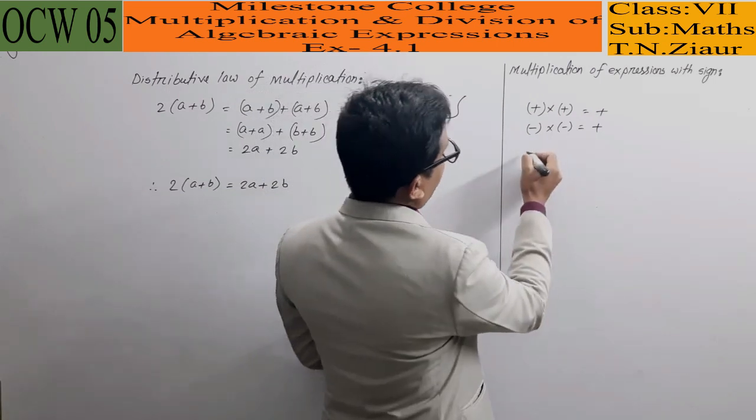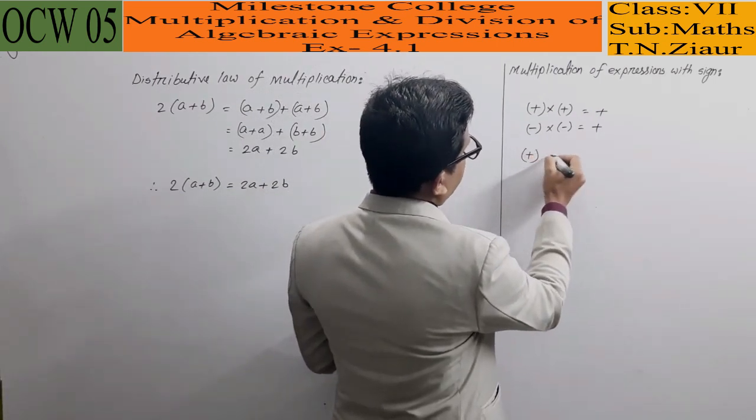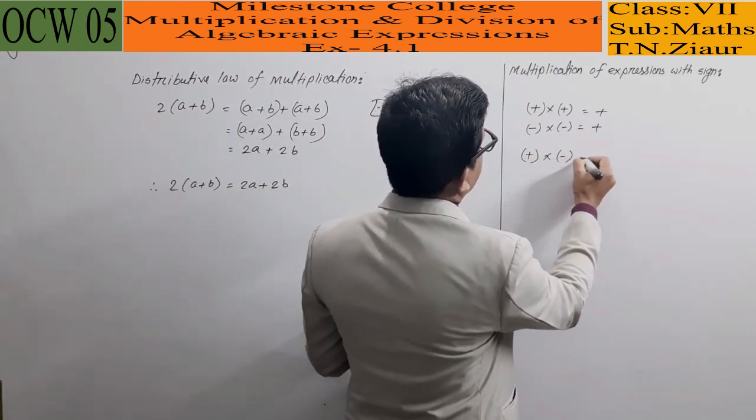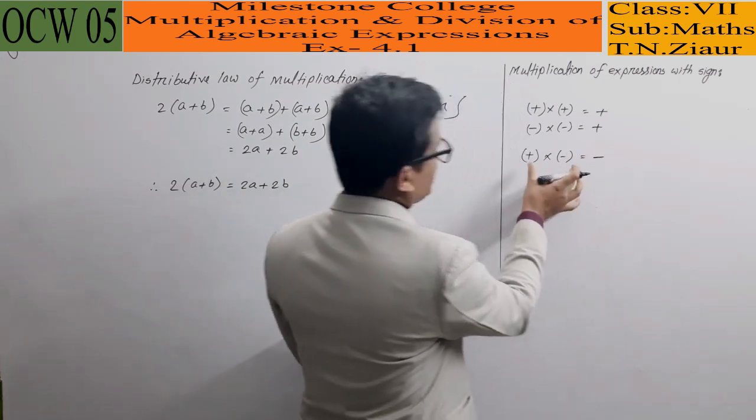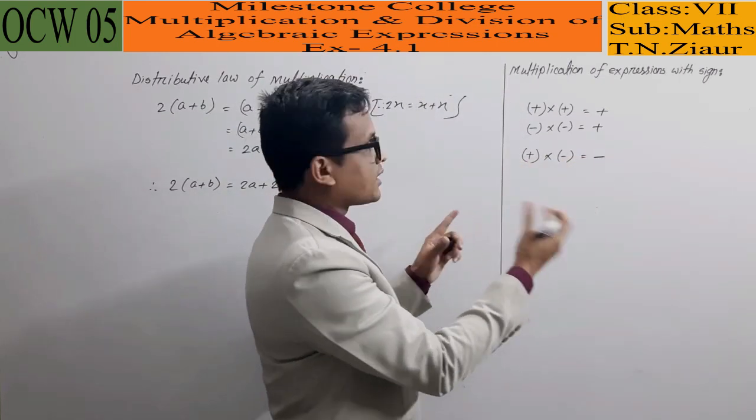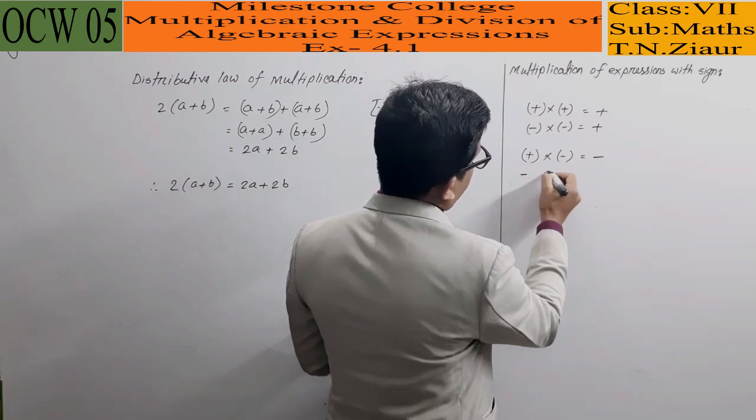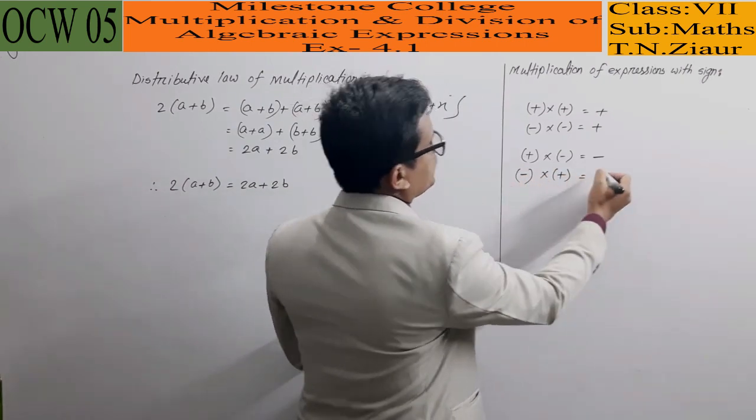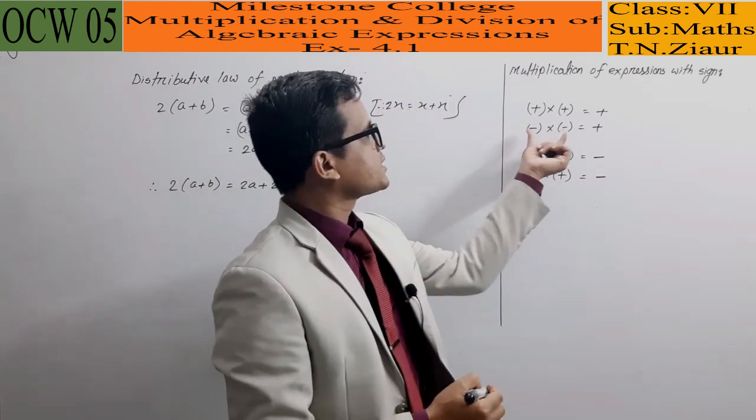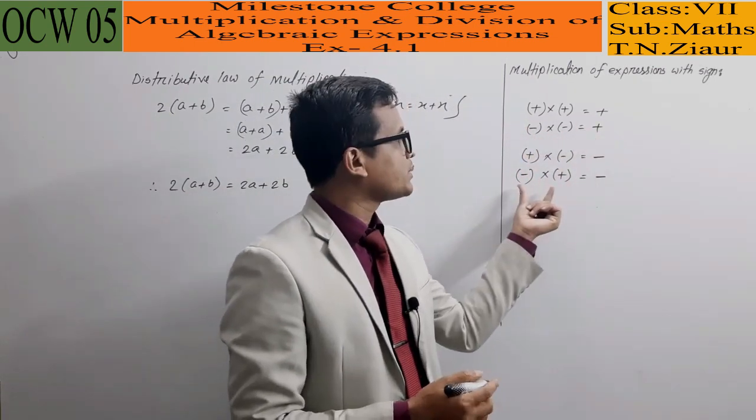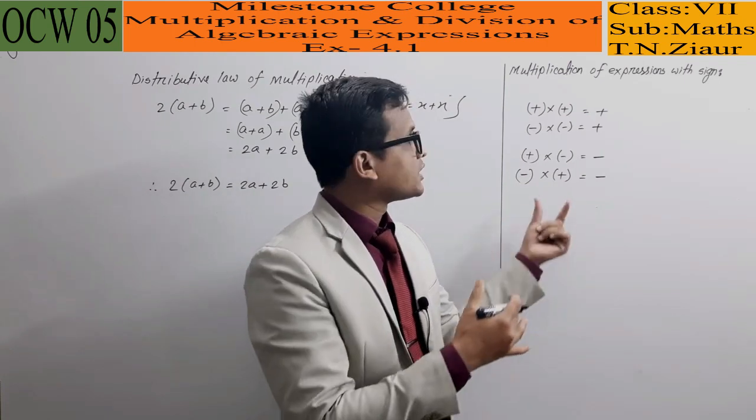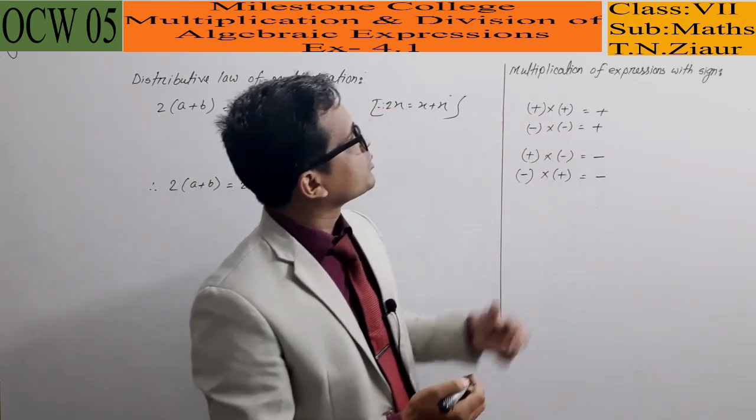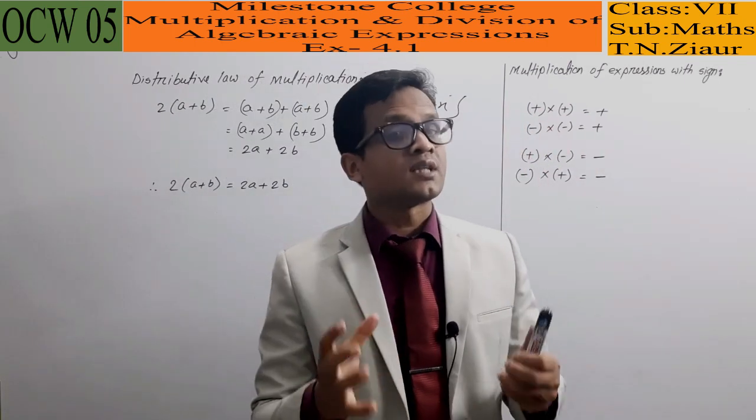But when you multiply, suppose, plus into minus, this one will be minus because this one is unlike sign. Again, minus into plus is also unlike sign, right? So this one is also minus. When you multiply the same signs, it will be plus. When you multiply different signs, that one will be minus. This one is called multiplication of expressions with sign.